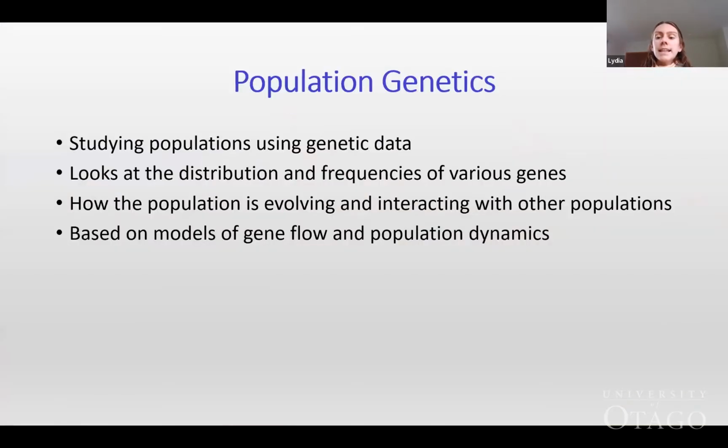So population genetics, as the name suggests, is all about studying properties of populations using genetic data. So we can look at the distribution and frequencies of various genes and use that to draw conclusions about how the population is evolving and interacting with other populations. And all of this is based on models of gene flow and population dynamics. So these underlying models are really important in how we link what we observe to the conclusions that we draw.